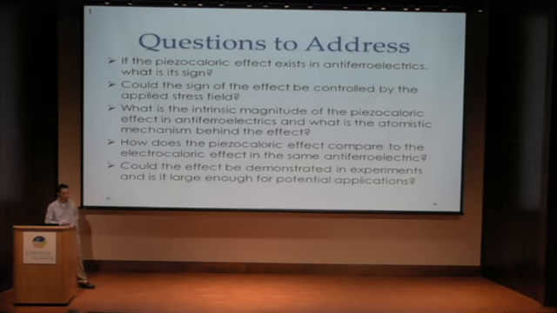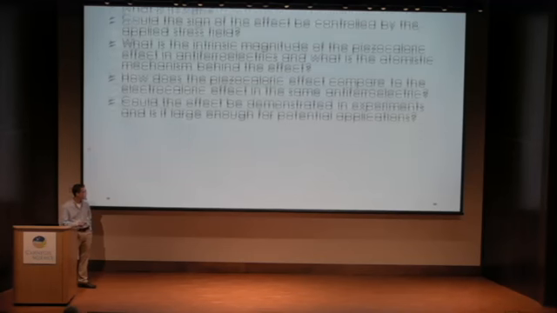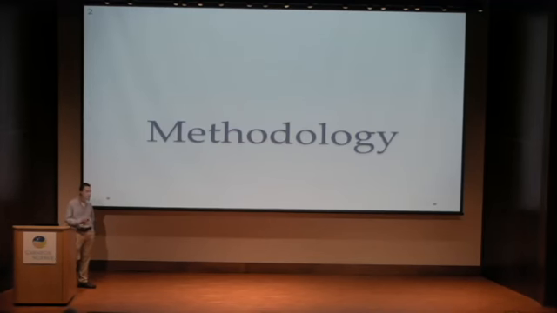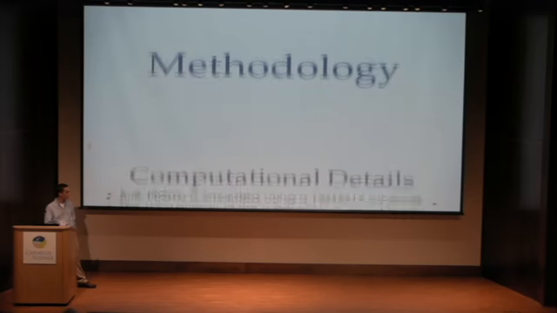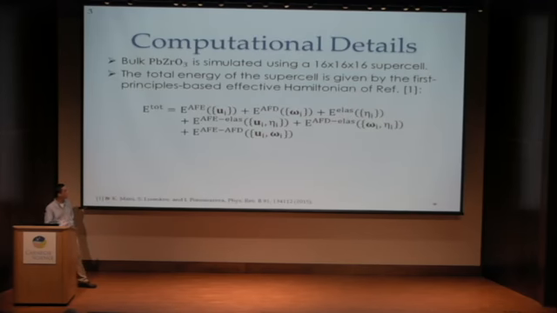And finally, after we make all these predictions and computations, we want to see if we can demonstrate the effect in an experimental setting. Our methodology is a computational experiment, so we have to go over the computational details. We simulated bulk lead zirconate by using a 16 by 16 by 16 supercell. The total energy of the supercells is given by a first principles-based effective Hamiltonian.